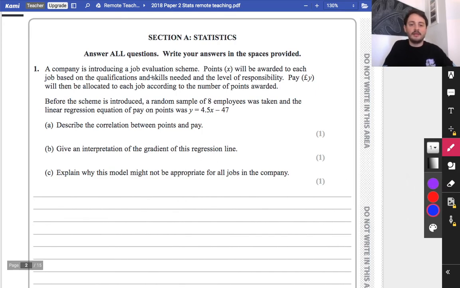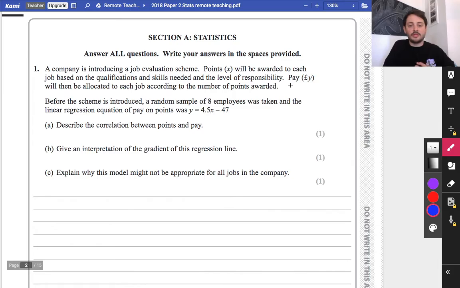It says, a company is introducing a job evaluation scheme. Points, which are measured in X, will be awarded to each job based on the qualifications and skills needed and the level of responsibility. So basically, the more points, the more qualified or the more responsible the job is. So more points, harder the job. The pay in Y pounds will then be allocated to each job according to the number of points awarded. And you'd expect the more points that you've been awarded, the more money that you should get paid.